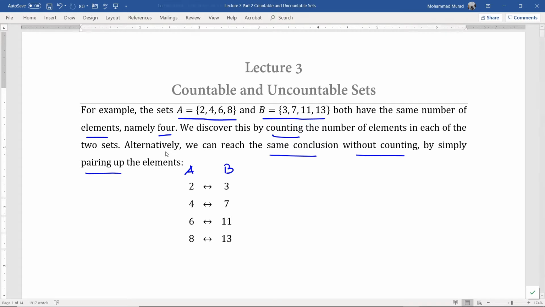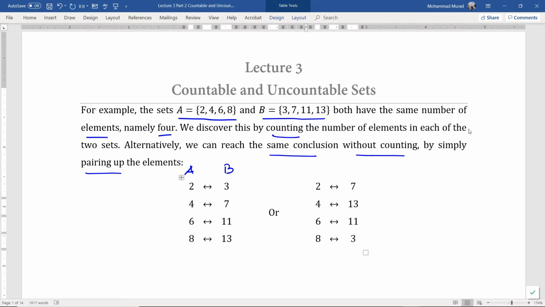Or like this way. 2 can be paired with 7, 4 can be paired with 13, 6 can be paired up with 11, and 8 can be paired up with 3.